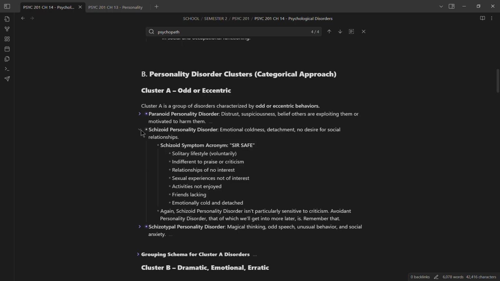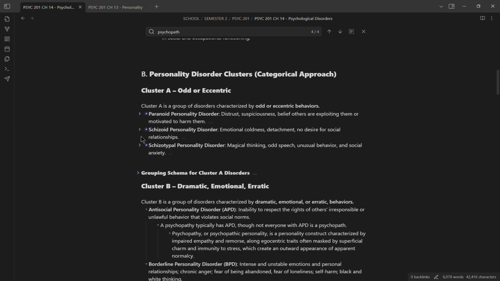Again, more for schizoid, right? Solitary lifestyle, indifference to praise or criticism. Relationships aren't really of interest to them. They don't really care about sexual experiences. They don't really enjoy many activities. They don't really have too many friends, and they're emotionally cold or detached. These are some of the symptoms of schizoid personality disorder, which again is an odd or eccentric cluster A personality, right? Especially focusing on the odd here.